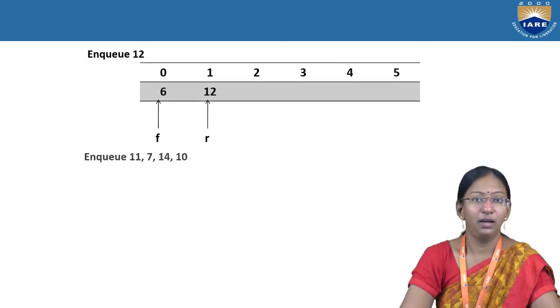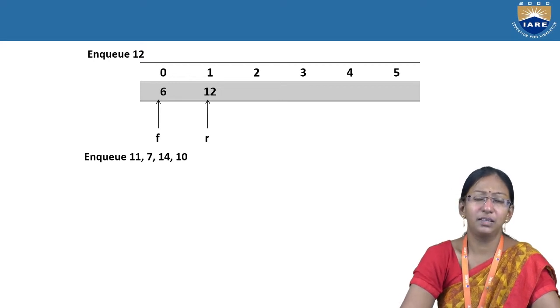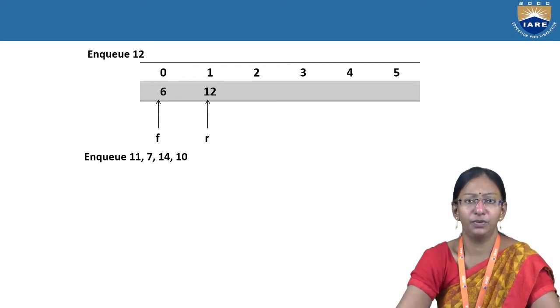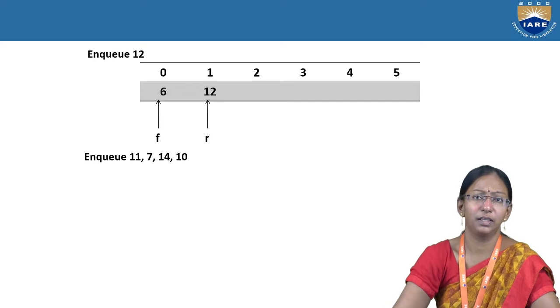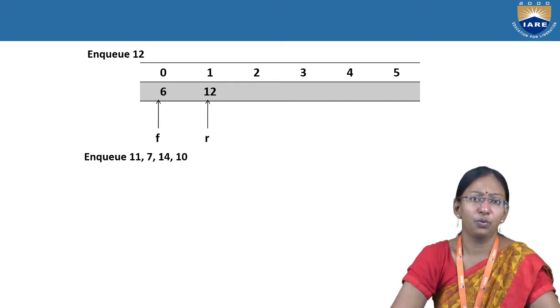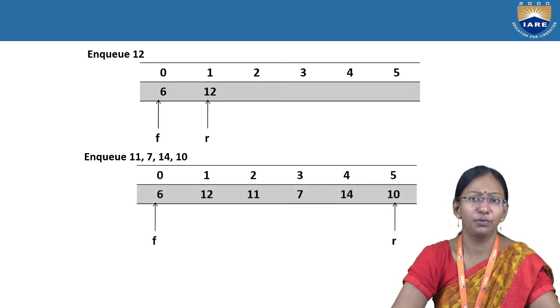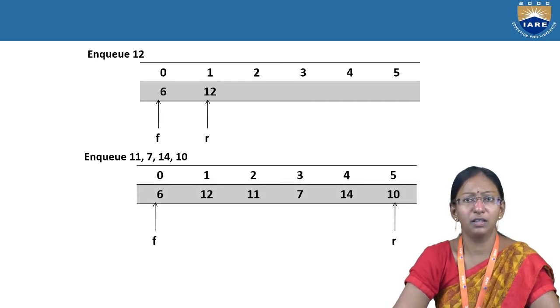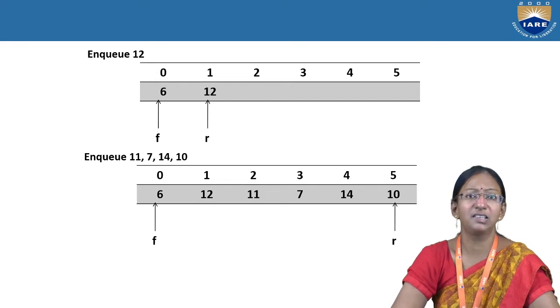Next, NQ operation, simply shifting the rear and inserting the elements, right? So 11, 7, 14, 10 I have inserted. With 11, rear will be incremented, with 7, 14, 10 too. After inserting these 4 elements, this is the current status of your circular queue, right?